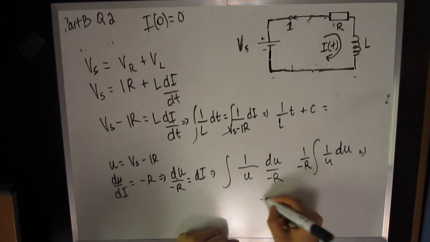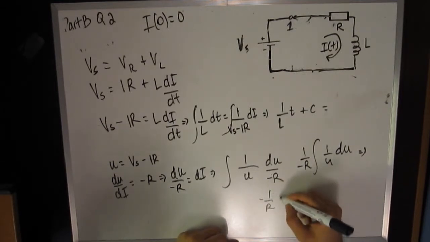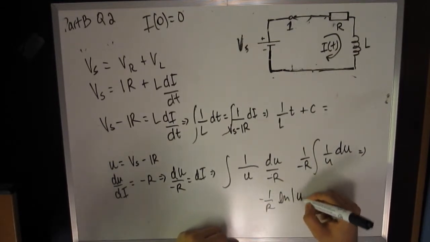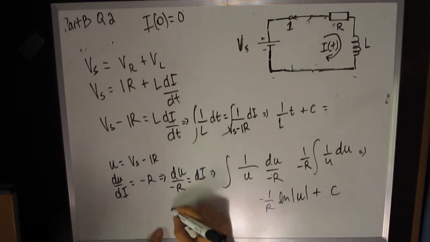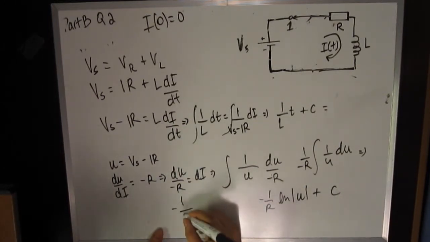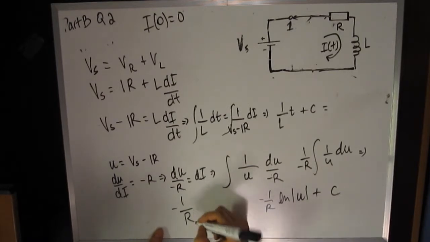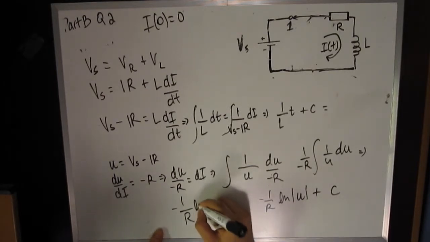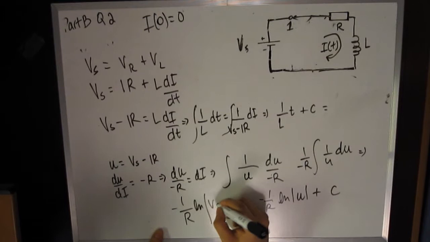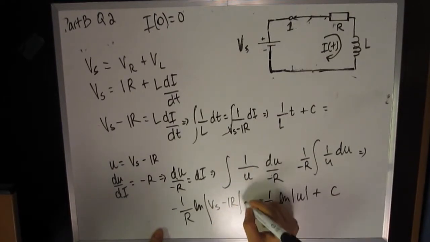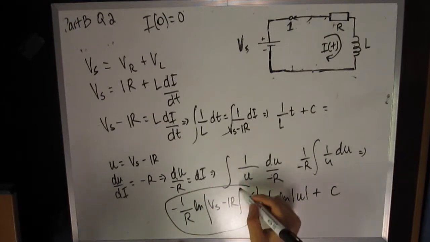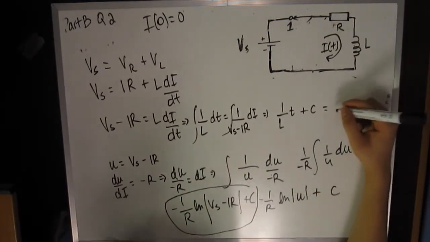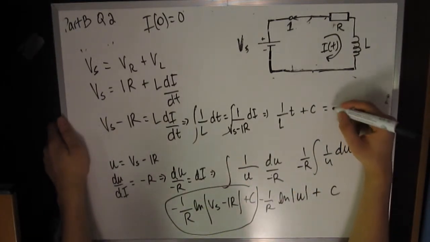And that's a basic ln, so it's negative r ln absolute value u plus c. Remember the absolute value, guys. You don't know if the thing inside is negative or positive, since they're all undefined variables. So you're going to get a simple ln Vs minus IR in absolute value plus c. So that's going to be your integration. And so we can just rewrite it up here.